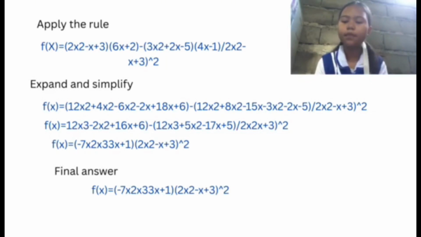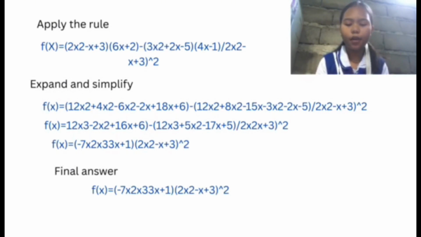minus 12x to the power of 3 plus 8x to the power of 2 minus 15x minus 3x to the power of 2 minus 2x minus 5. So f prime of x is 12x to the power of 3 minus 2x squared plus 16x plus 6 minus 12x to the power of 3 plus 5x to the power of 2 is equal to 17x plus 5.